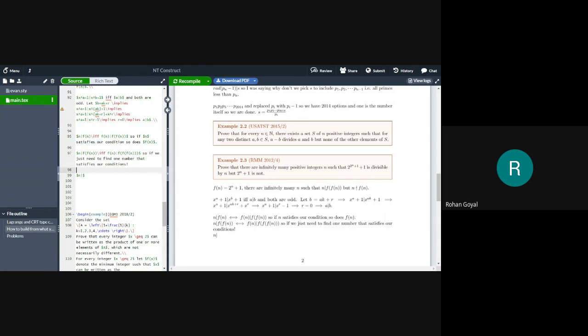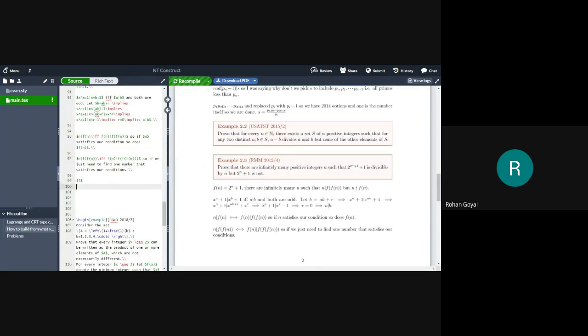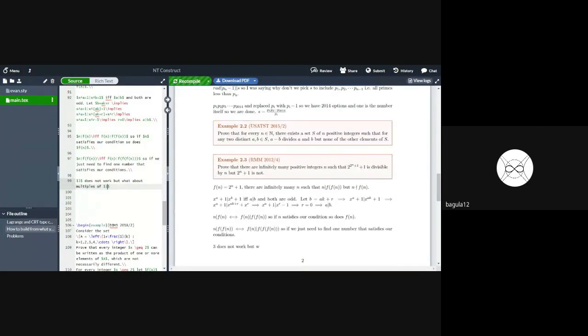But you're close. Let's start. 3 does not work, because 3 divides 9. But it's fine. If 3 does not work, what about multiples of 3? Like 9? No, no, don't start guessing. Look at the structure.